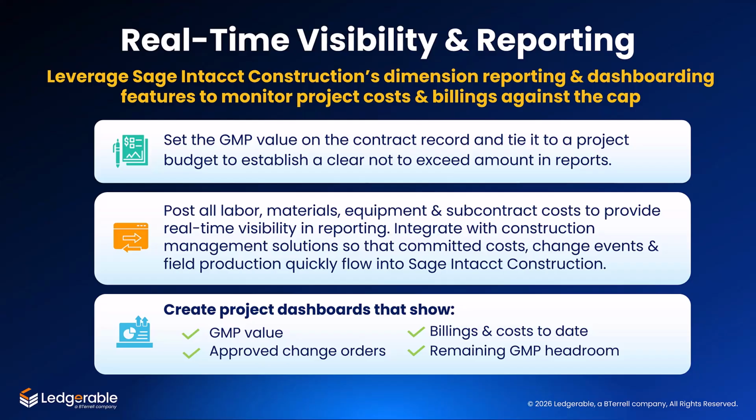If entering costs through an integrated construction management system, such as Procore or Sage Intacct Construction Management, ensure that these costs are synchronized on at least a daily basis. Thirdly, set up a shared GMP project dashboard and include one or more reports that show for each project total GMP value, approved revisions, billings and cost to date, and a calculated GMP headroom value.